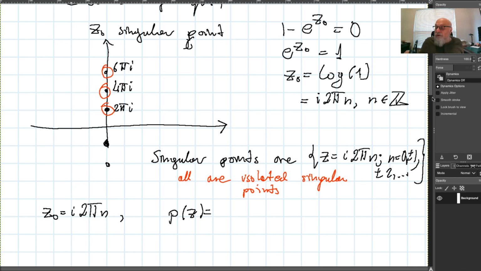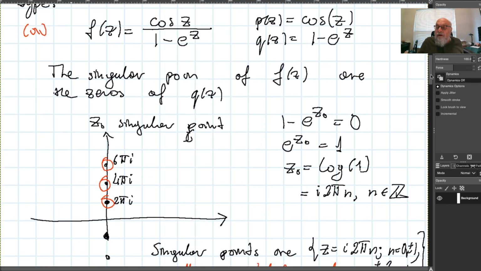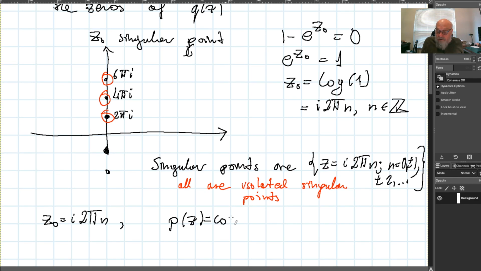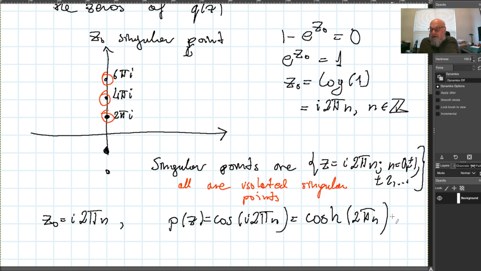Is equal to, let me see. P of z is a cosine. Very nice. This is cosine, and I put here i 2 pi n. And what do I get here if I put here cosine i? Interesting. What is this cosine 2 pi i? So I'm getting here that this is nothing else than cosine hyperbolic 2 pi n. And it is clear they're all non-zero.